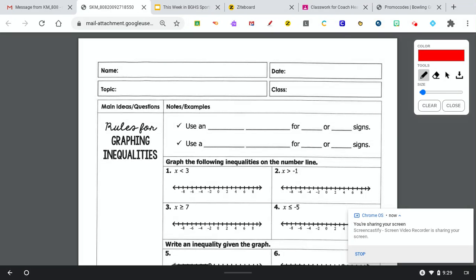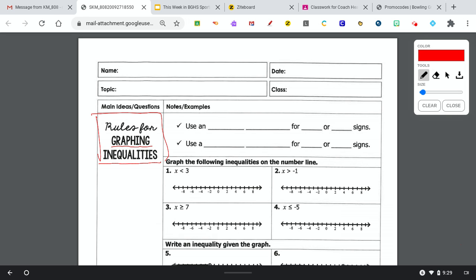All right, guys. Today we're going to start our new unit with graphing inequalities and the rules for doing such. Most of this, well, some of this will be a review, and then some of it may be just a little bit new to you. So let's go ahead and get started. Here at the top, we're going to fill in the blanks.